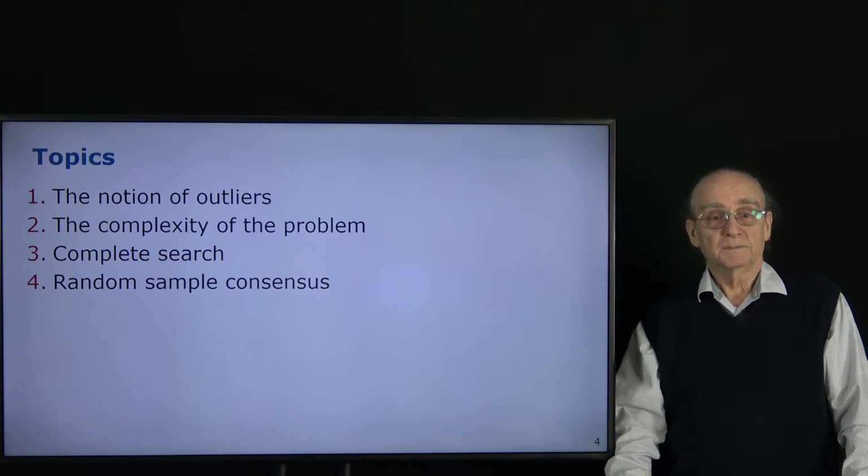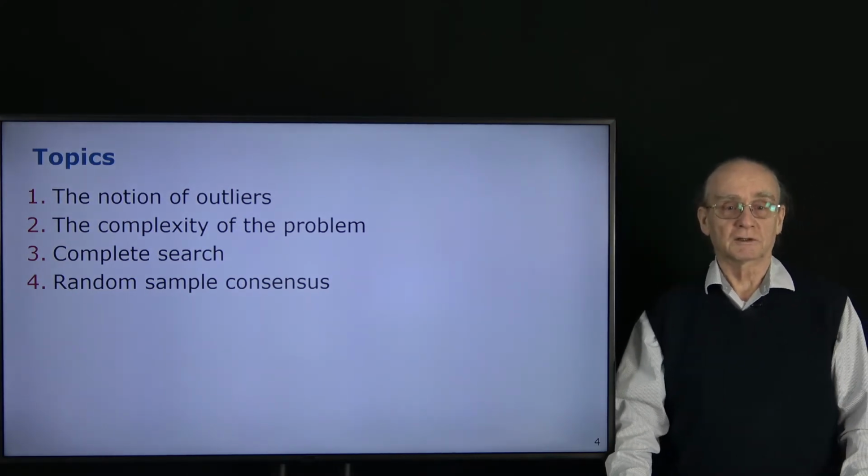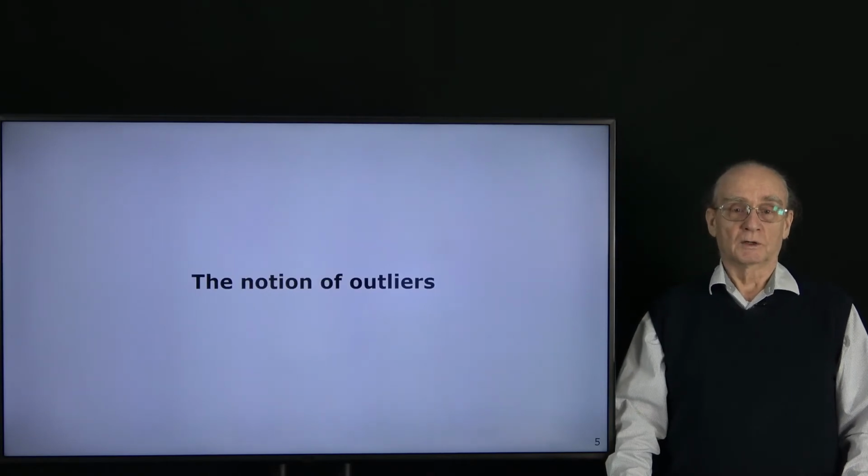So let's start. I give you the topics of this lecture. First, we will talk about what outliers are, what the notion of outliers is within our estimation procedures. We will look into the complexity of this problem. And then we will have a look at 2 methods, one called complete search, and the other one random sample consensus.